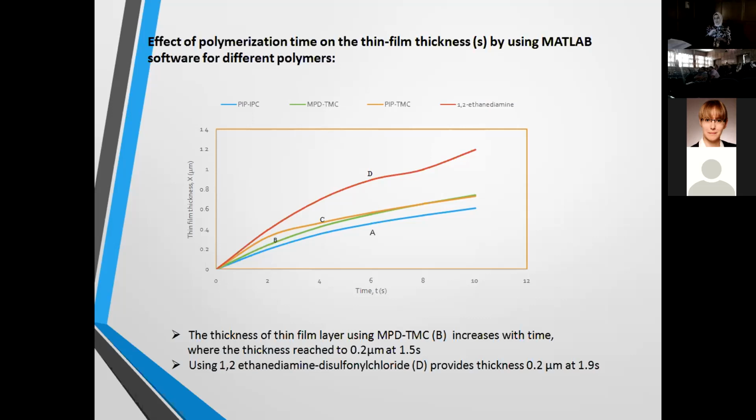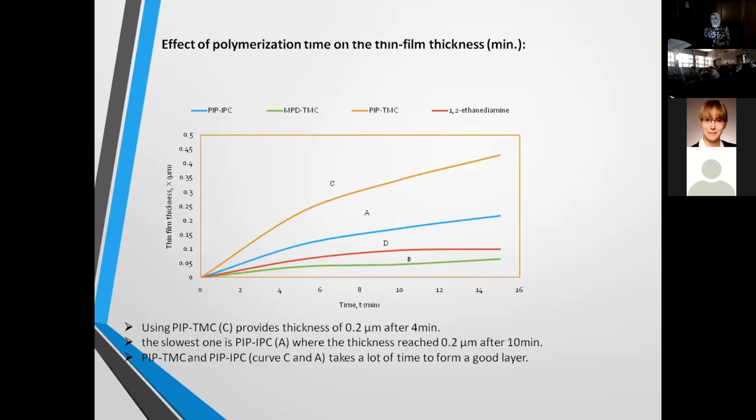0.2 micrometer is the ideal thickness of the film, the good layer. With increasing time, we found that curve B and curve D will decrease rapidly, while curves A and C, which present piperazine with isophthaloyl chloride and piperazine with trimesoyl chloride, continue to increase with time.